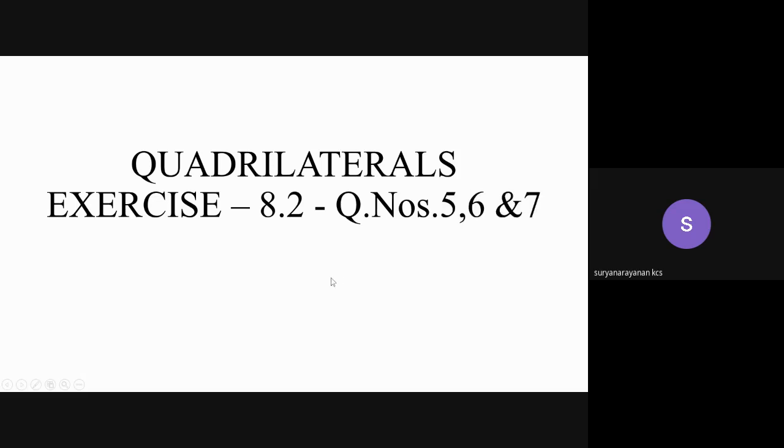Okay, my children. So today we are going to discuss quadrilaterals, exercise 8.2, question numbers 5, 6, 7. In the previous class, we discussed the concepts of exercise 8.2. There is only one concept, that is the midpoint theorem. Based on that midpoint theorem, these exercise problems were given. I hope you have understood the midpoint theorem well.